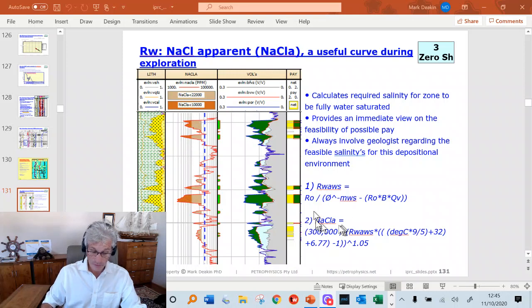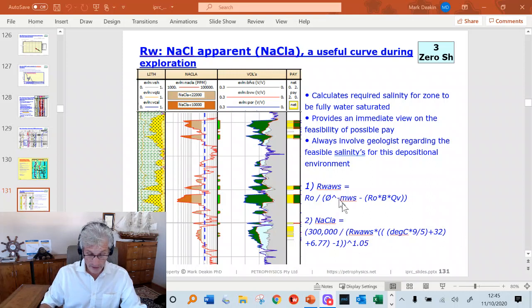How do we do that? Well, here are the two equations. This is RW apparent from the Waxman-Smits equation. That's RW apparent, Waxman-Smits. And we've put in the logged value of resistivity, which we're assuming is R0. That's the water saturated value of resistivity. And then we're taking that and we're putting it into the conversion to NaCl, or salinity, right? And that's the equation to do that.